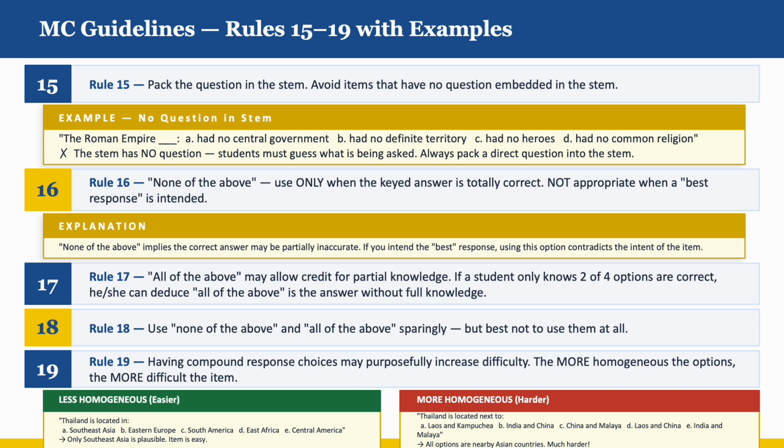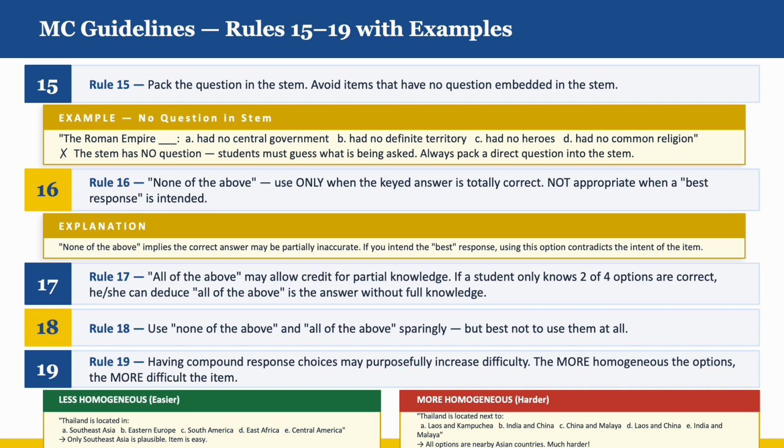And rule number 18, use none of the above and all of the above sparingly. Or better yet, don't use them at all. So, what do you mean by this? Seldom do you use none of the above or all of the above, or better not to use them at all.